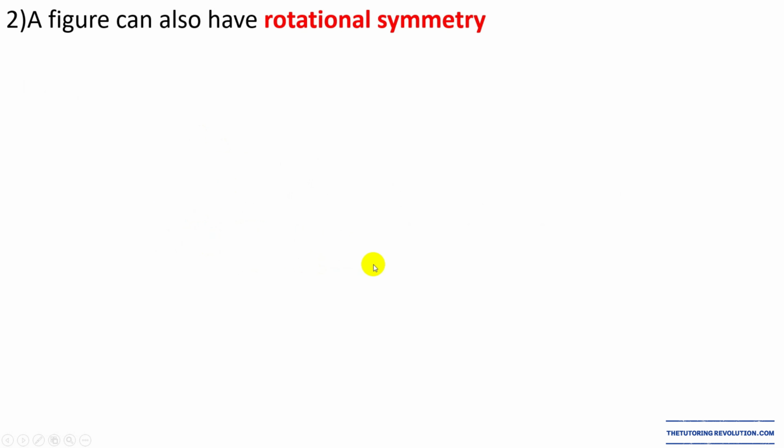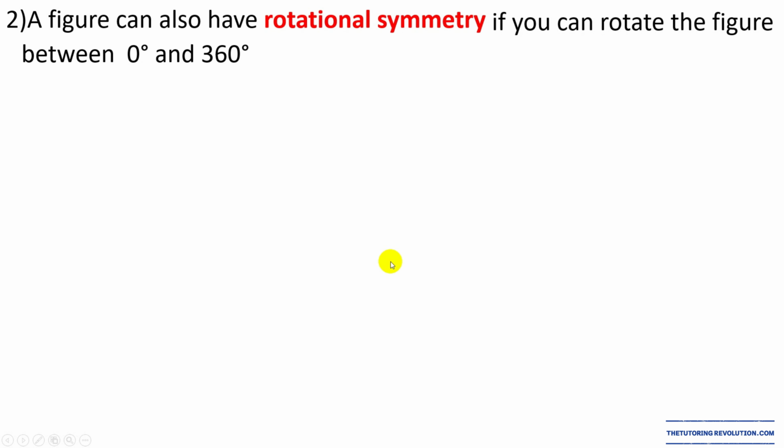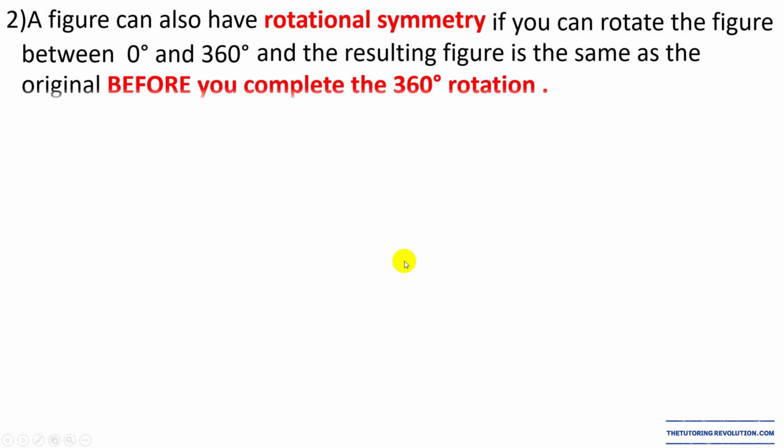Now, a figure can also have rotational symmetry. If you can rotate a figure between 0 and 360 degrees, and the resulting figure is the same as the original before you complete the 360-degree rotation.